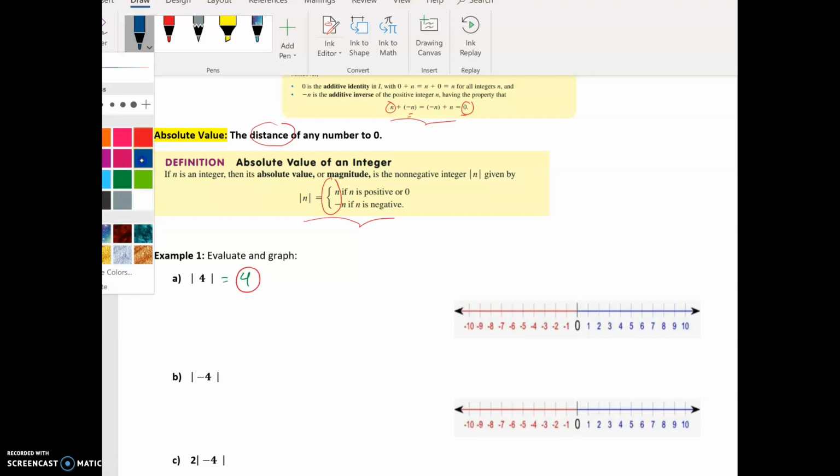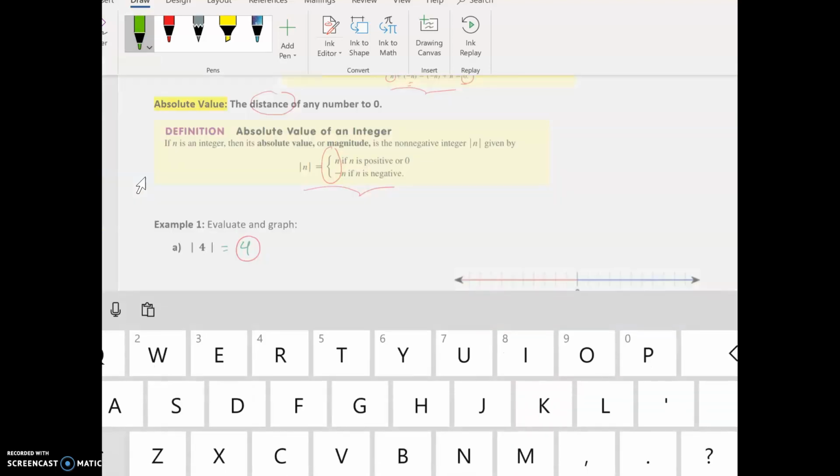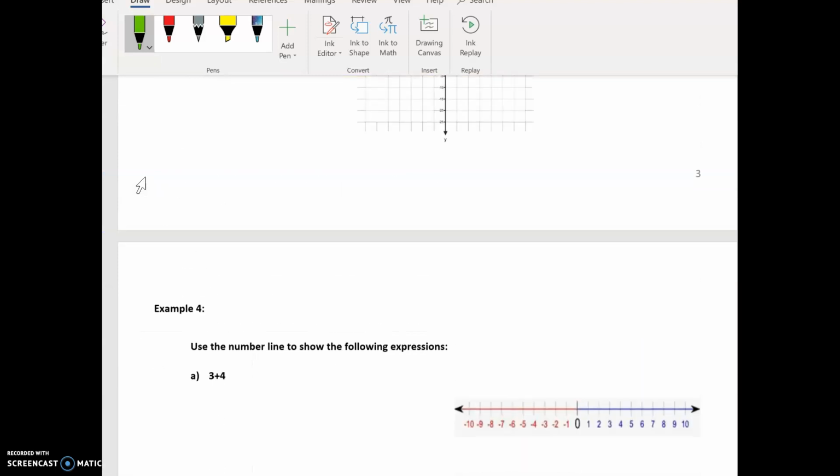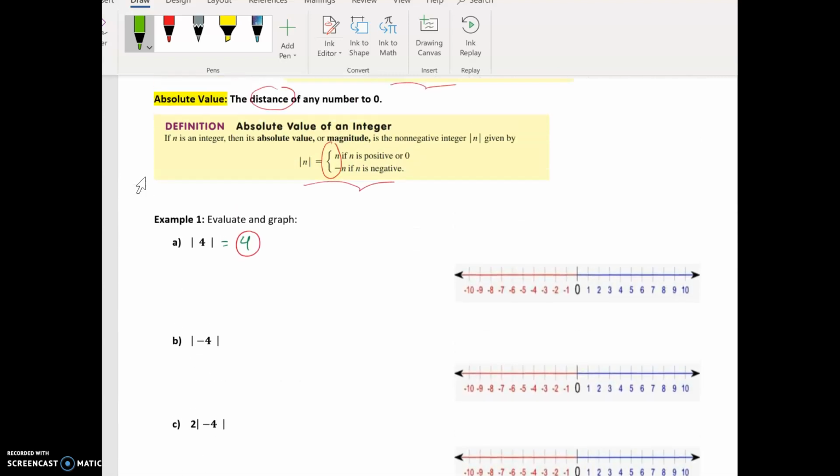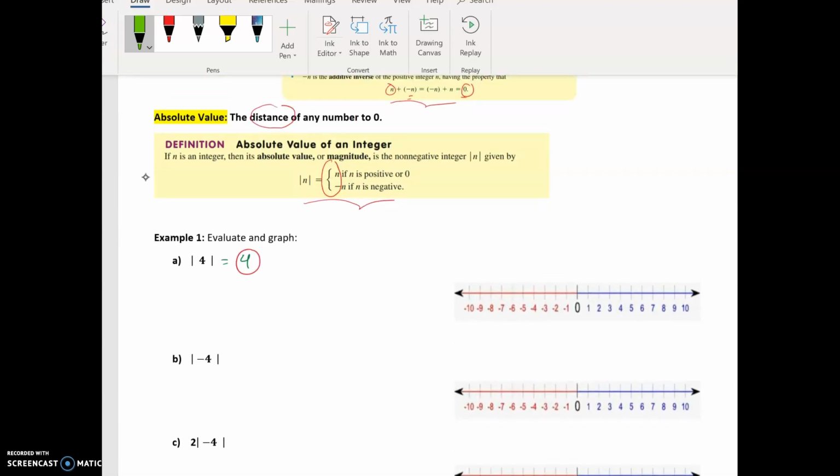They are asking for a sketch, and keep in mind that we're dealing with the actual distance of any number to 0. So for this particular one, since we're just looking at absolute value of 4, which is 4, we're just going to be placing a dot on 4, and then technically it just represents a dot at 4, and from the actual value of 0, we're moving a total of 4 units to the right.